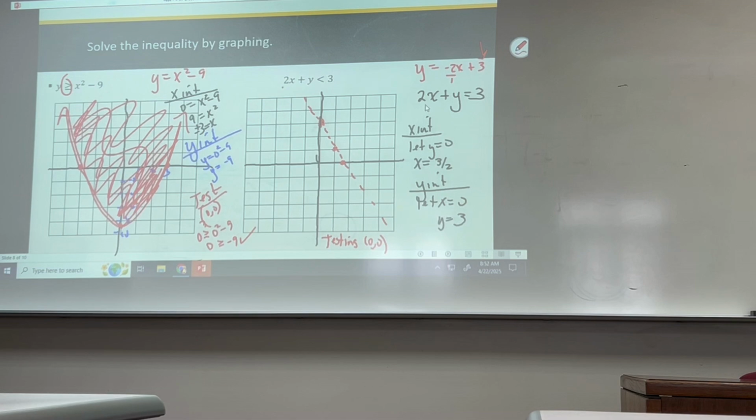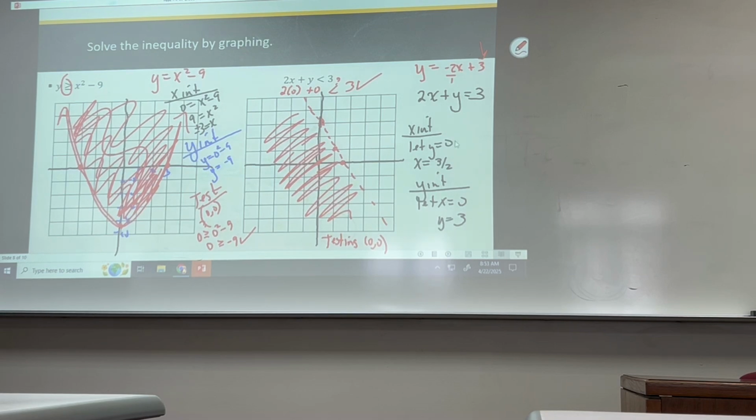Is 2 times 0 plus 0 less than 3? I'm just asking that question. It is, right? 0 is definitely less than 3, so that's a yes. So 0, 0 works, it's on this half, so that's the half you shade. Okay? So graph as you normally do, and then pick whether it's dotted or solid, right? Then decide which part to shade.